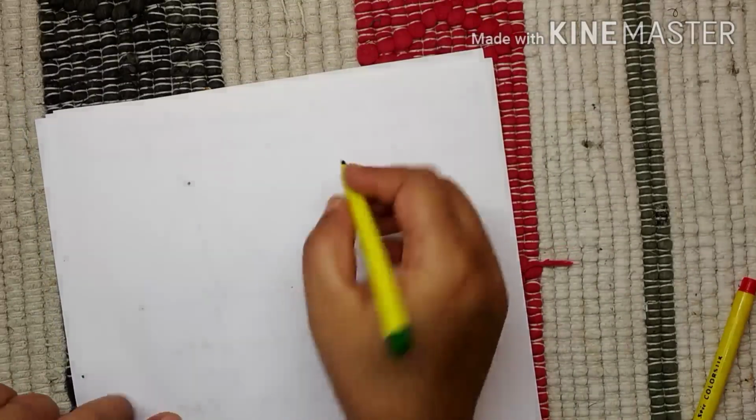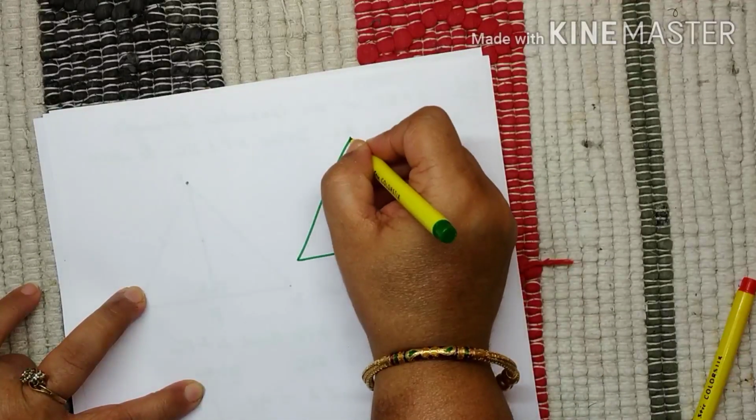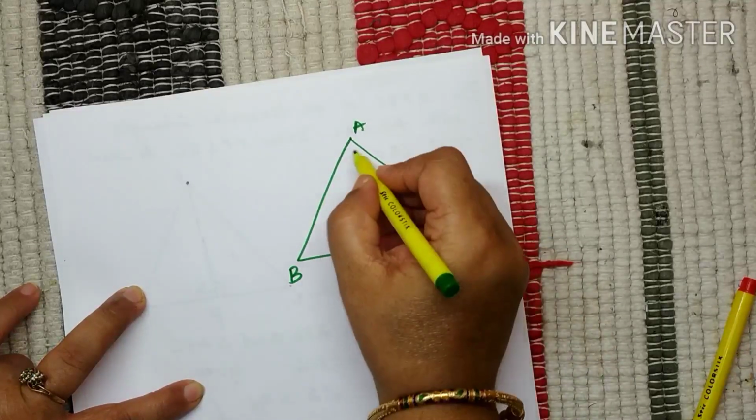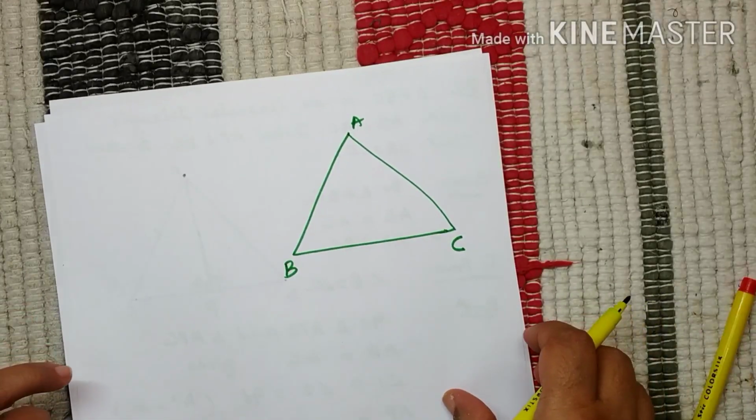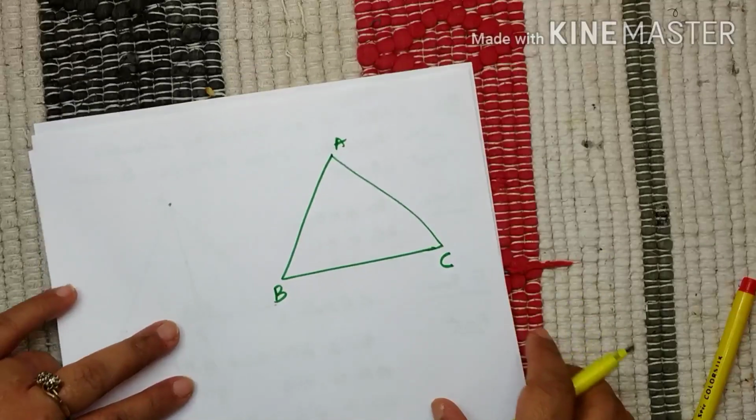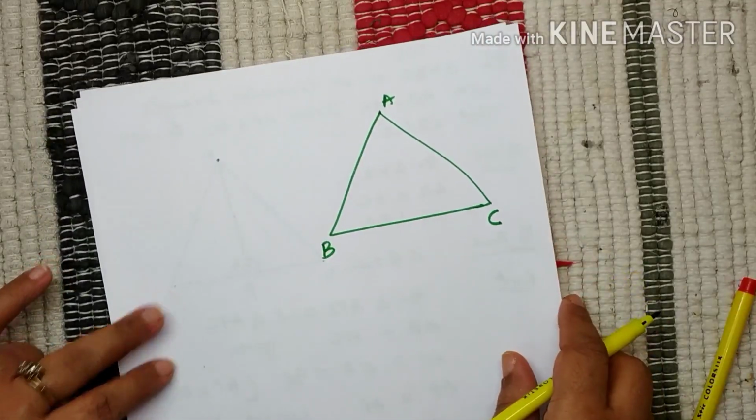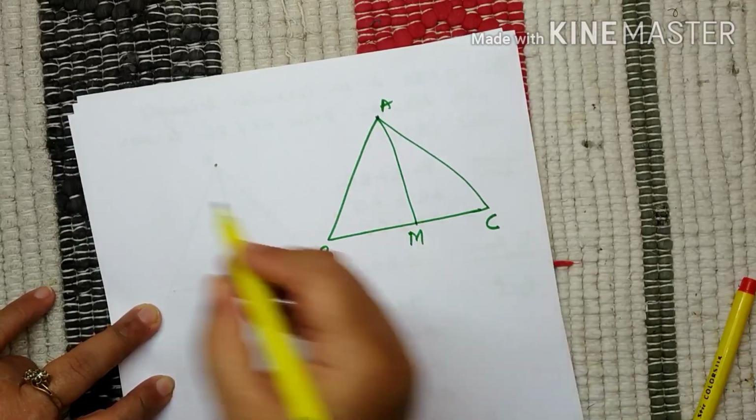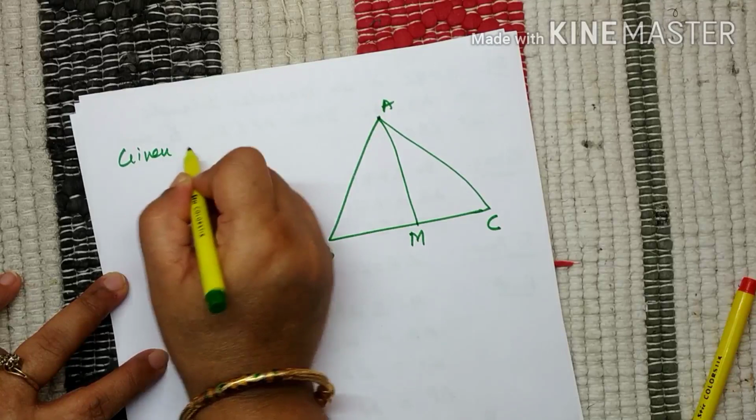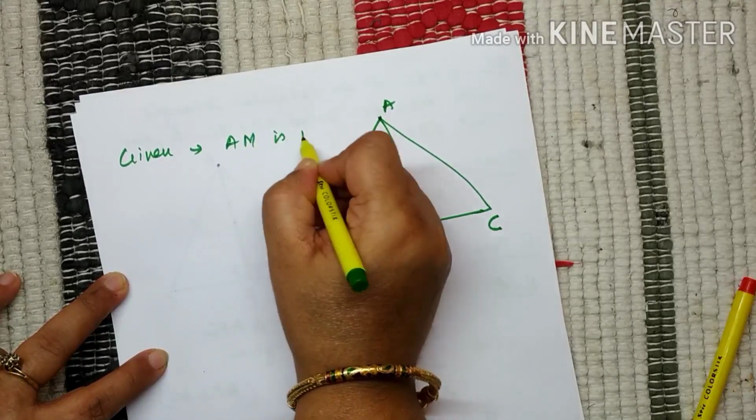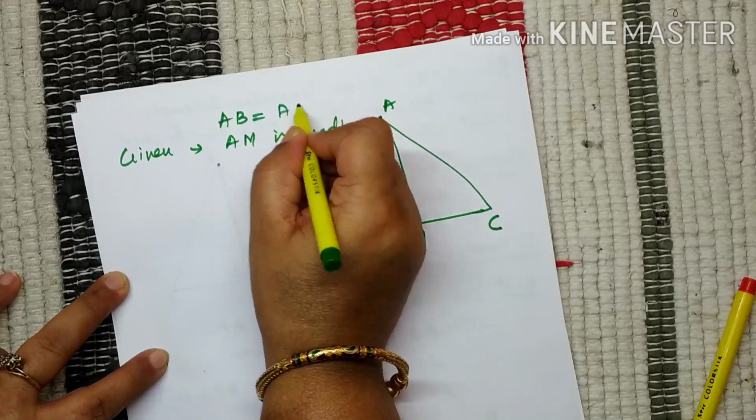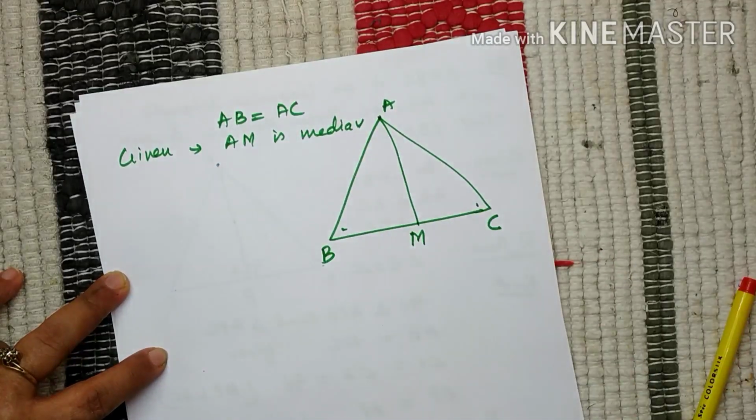Actually children, I need to discuss one more thing. Triangle ABC isosceles property, this can be done in three different ways. One, you just saw, when AP is perpendicular to BC, given condition. Now if I say given in the question is AM is a median, AM is median and AB is equal to AC, to prove these angles equal.